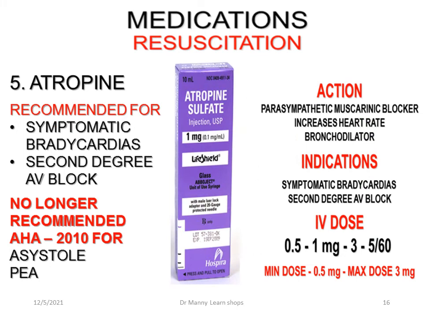Atropine is a medication for symptomatic bradycardia and second-degree AV block. However, it's no longer recommended by the American Heart Association for asystole or pulseless electrical activity. The action is as a parasympathetic muscarinic blocker. It increases heart rate and causes bronchodilation. The indications are for symptomatic bradycardias and second-degree AV block, which I already said. The dose is typically 0.5 to 1 milligram every 3 to 5 minutes, with a minimum dose of 0.5 milligrams and a maximum dose of 3 milligrams.